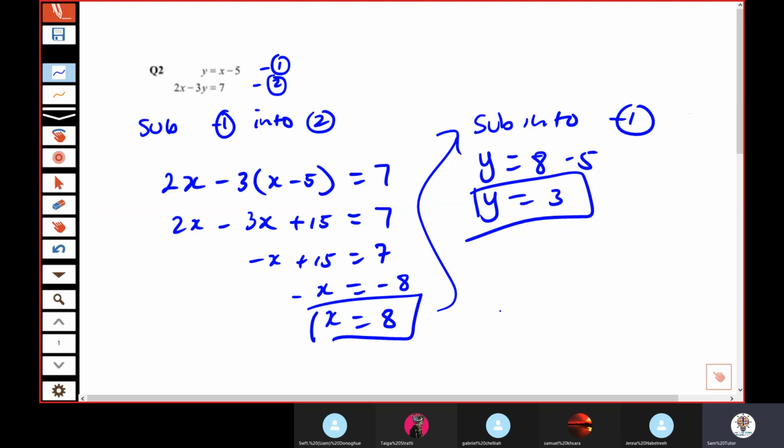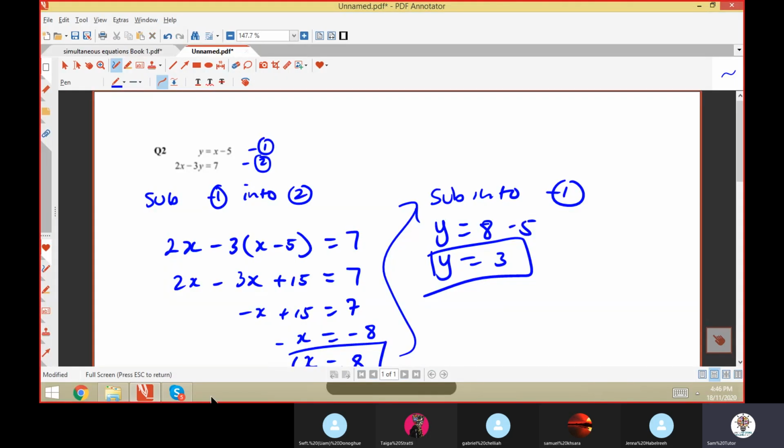Some students probably prefer this over elimination. There is a time when you can choose one over the other. But that's good. If you're happy with that, I'll get you guys started.